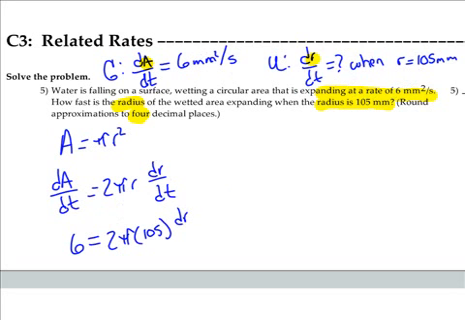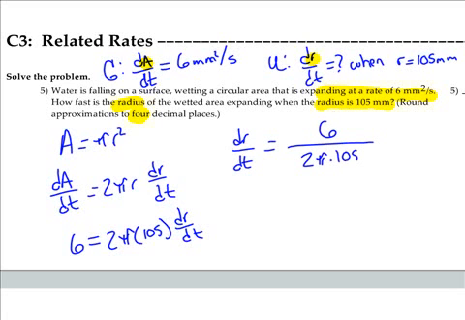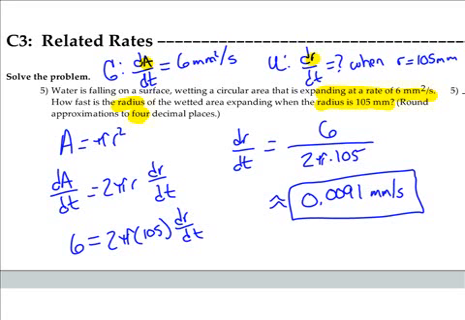And then dr dt. So according to the algebra here, dr dt will equal 6 divided by 2. I'll just write the whole thing. 6 divided by 2 pi times 105, which is approximately 0.0091 millimeters per second. Any questions here?